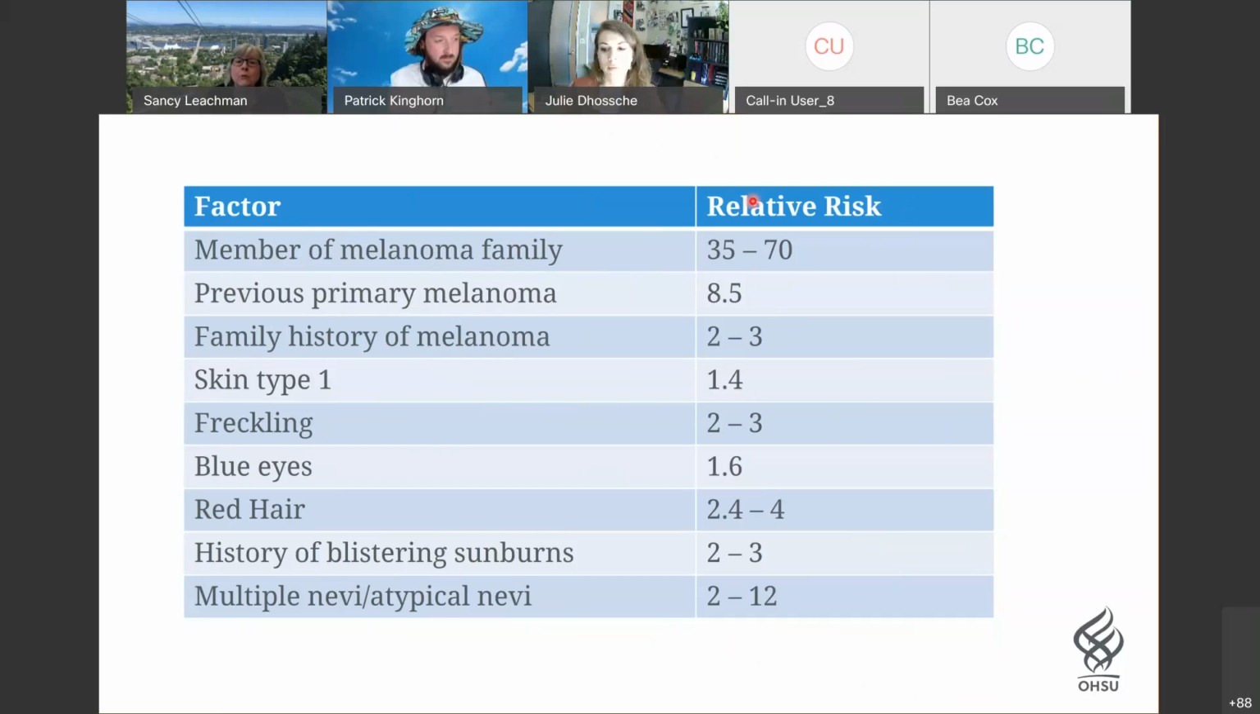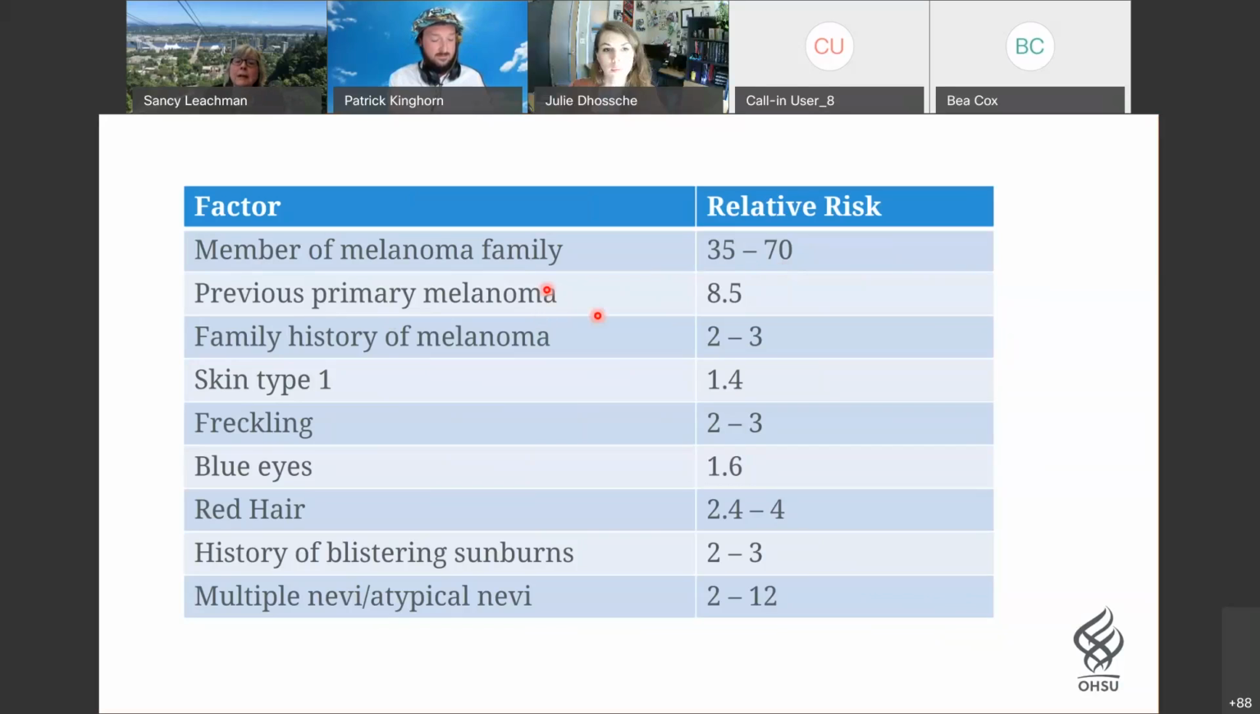If you're a member of one of those families that I showed you earlier in the facts and figures section, your chance of getting a melanoma in your lifetime is 35 to 70-fold higher than the general population. That's huge. That's almost 100%. In fact, if you live in Australia, it's over a 90% chance that you're going to get it if you carry a P16 mutation. So very, very high risk.